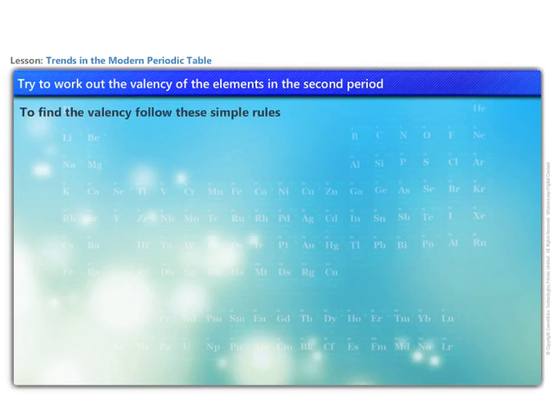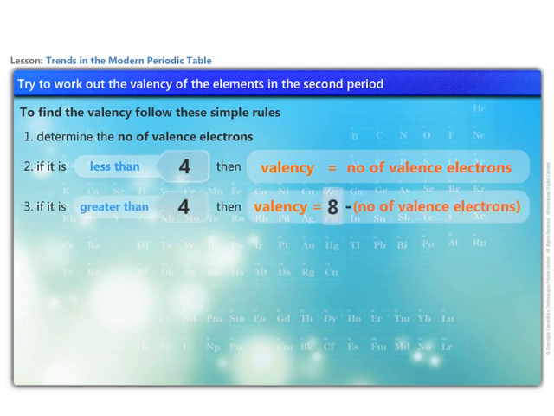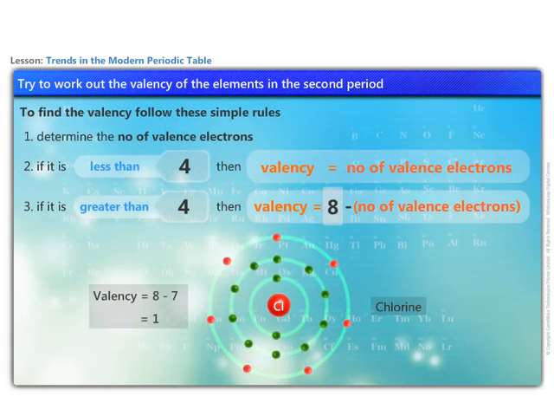To find the valency, follow these simple rules. Determine the number of valence electrons. If it is less than 4, then valency is equal to the number of valence electrons. If it is greater than 4, valency is equal to 8 minus the number of valence electrons. For example, in chlorine, the number of valence electrons is equal to 7. So, valency is equal to 8 minus 7, which is 1.